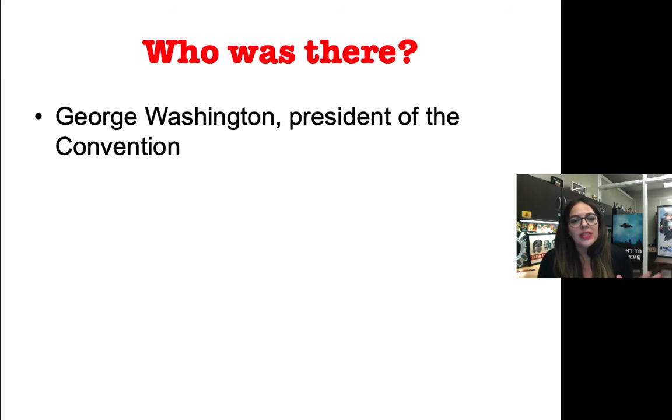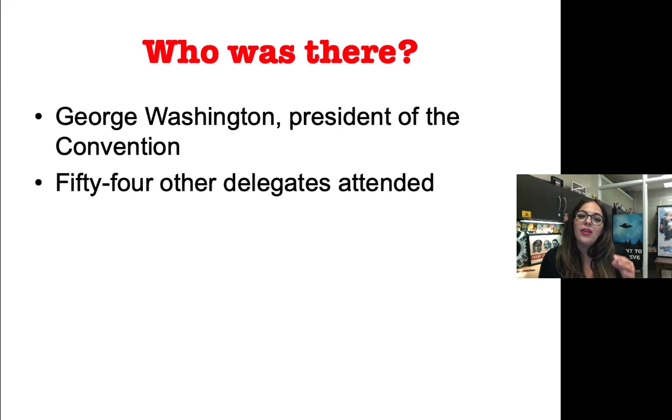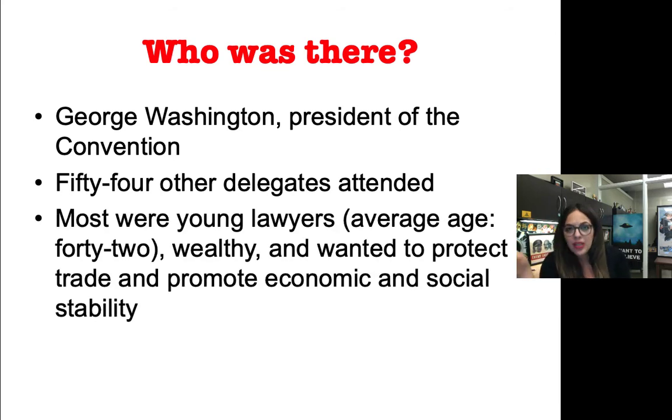So who is there? Very, very important to establish who was at the Constitutional Convention. You've got 54 delegates plus George Washington. George Washington is going to be made the president of the convention because he's George Washington, right? He's the man. And it also legitimizes what these guys are doing there, because when you look at who the other delegates are, they're mostly very young lawyers, right? The average age is 42. They are wealthy, they are educated, and they wanted to protect trade and promote economic and social stability.